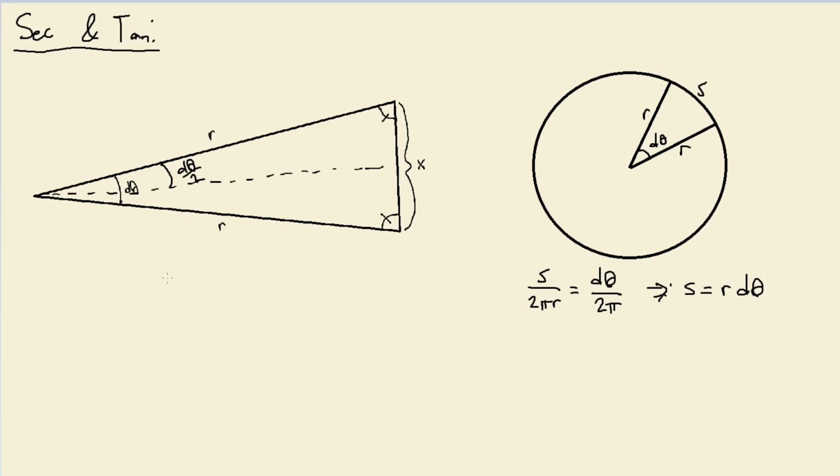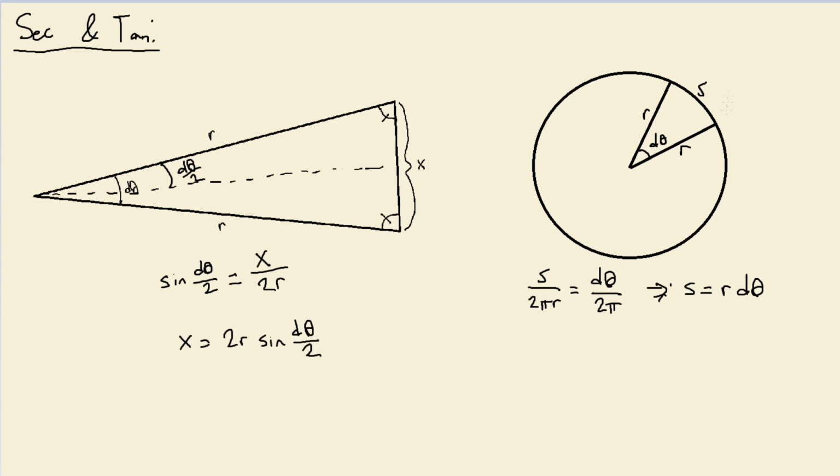And then sine of this angle, sine of d theta over 2, is going to equal half of the length of the base, so x over 2, divided by the length of the hypotenuse. That's just opposite over hypotenuse. So divided by r. Now we can solve for x, which is the length of this base, pretty simply, just by multiplying both sides by 2r. So we get that x is equal to 2r sine d theta over 2.